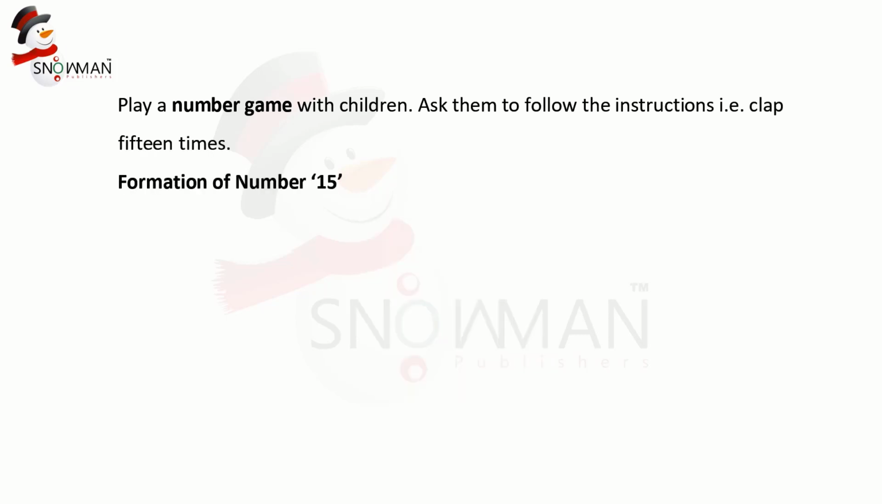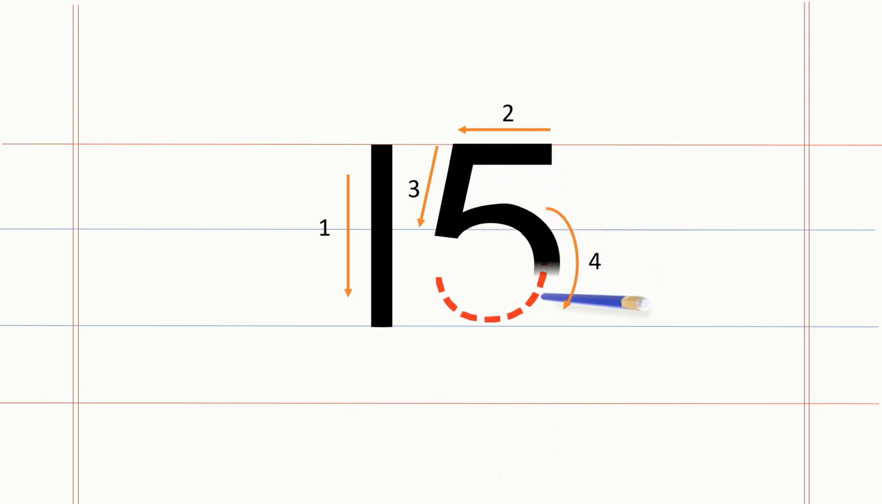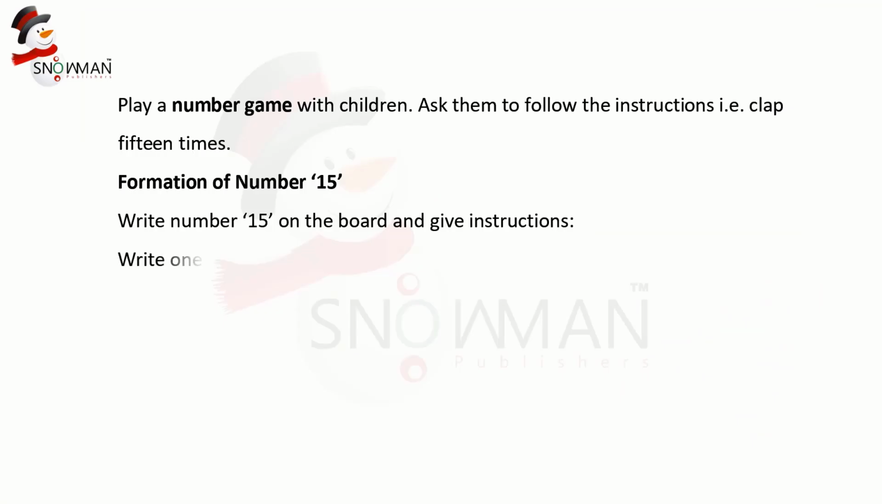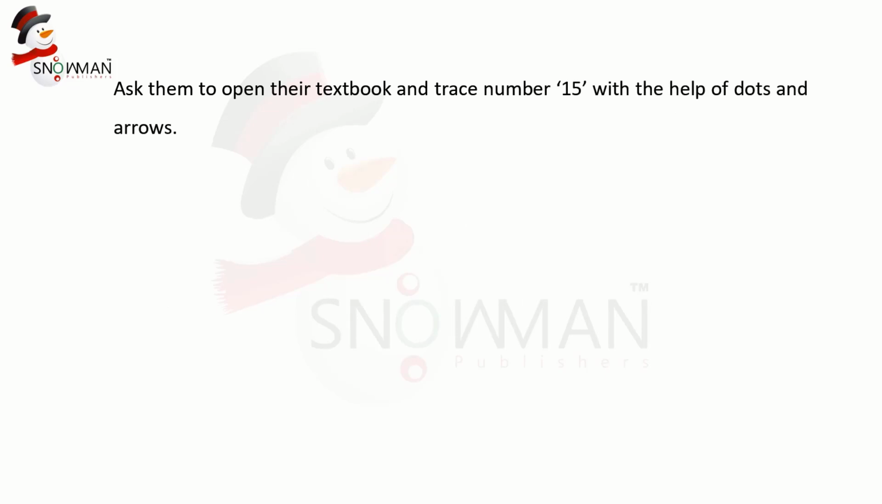Formation of number 15. Write number 15 on the board and give instructions. Write 1 and a 5 to make 15. Ask them to open their textbook, count, color, and match objects with number 15. Ask them to open their textbook and trace number 15 with the help of dots and arrows.